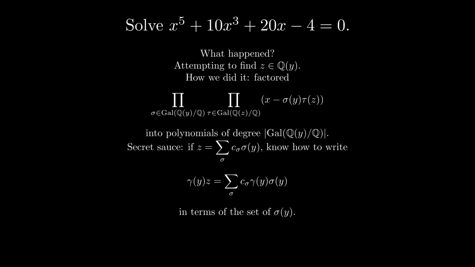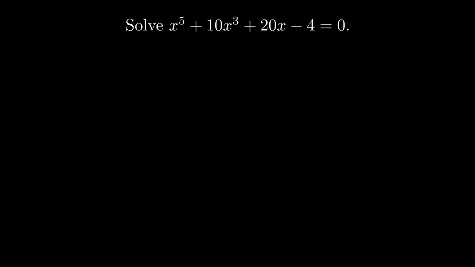In general, what you need is knowledge about the sum of the conjugates of xi times xj if you're trying to write yi in terms of xi. Whenever you know that, you can apply the trick. Anyway, remember where we are.